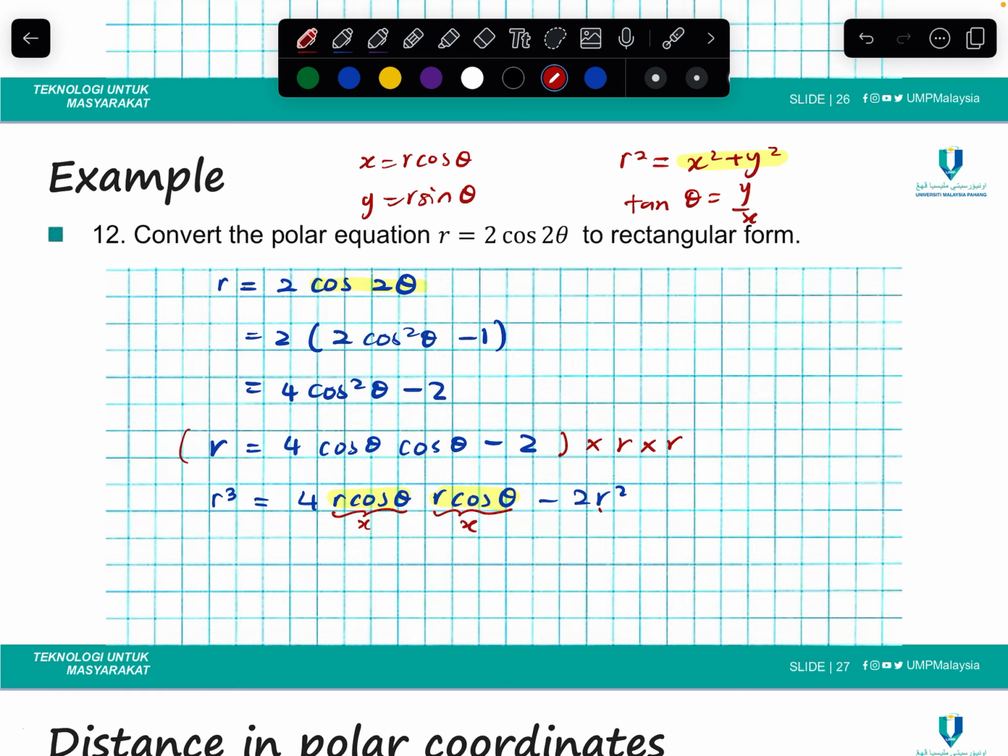Okay, r square can be replaced by x square plus y square. R power of 3 can be replaced by r square times r. So r square is x square plus y square times r. R is x square plus y square square root. So the left hand side becomes like this. For the right hand side, you can change to 4x square minus 2x square plus y square. So this is the final solution.